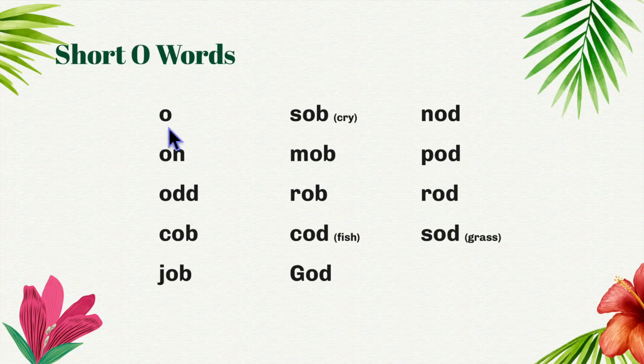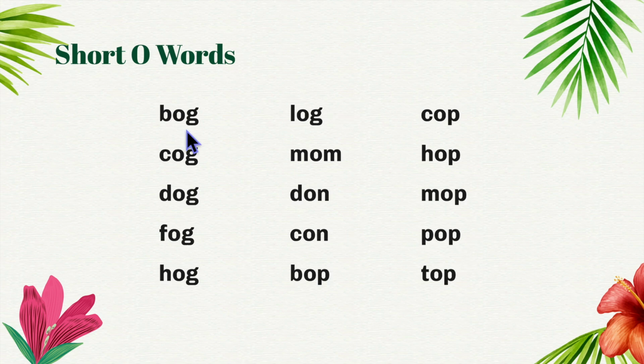The short O sound is ah, like in on, odd, cob, job, sob. To sob means to cry. Mob, rob, cod. A cod is a type of fish. God, nod, pod, rod, sod. Sod is grass.